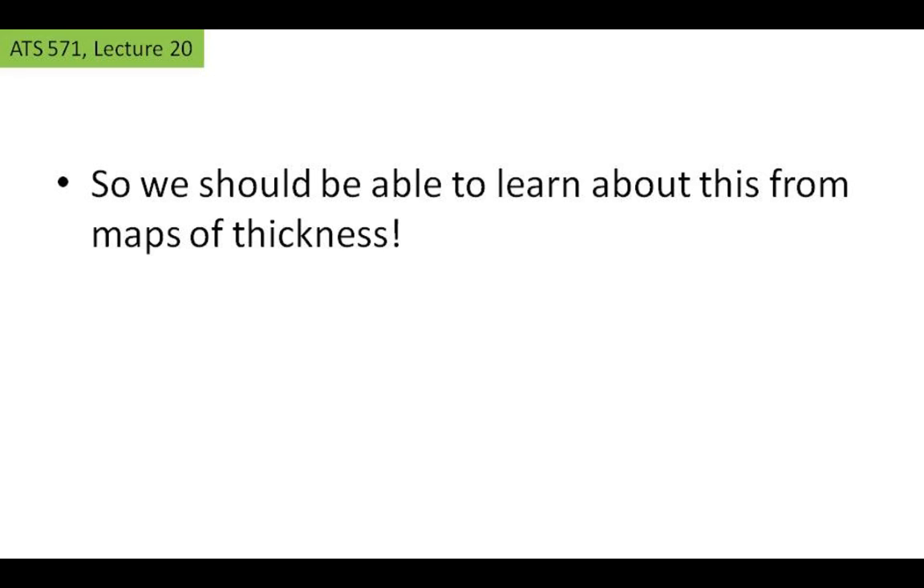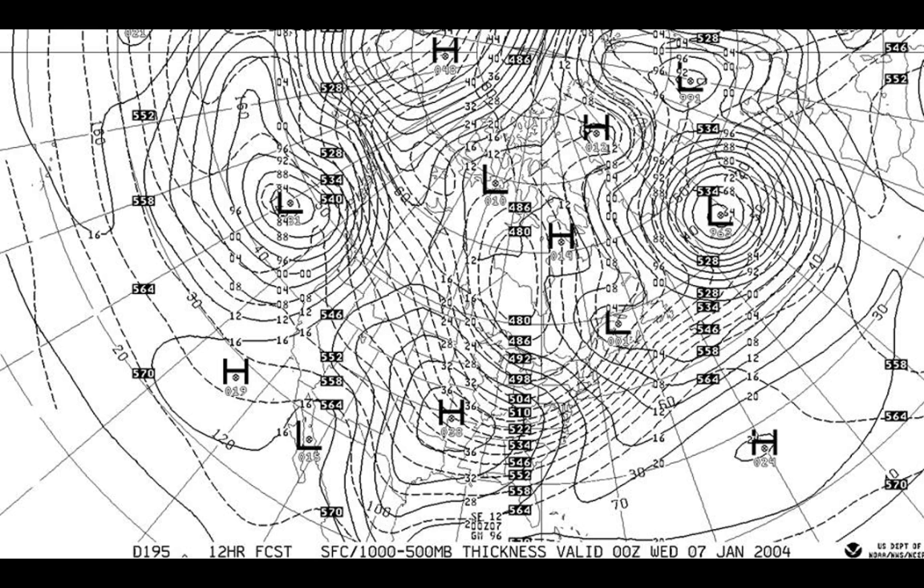So since these changes in the geostrophic wind with respect to height are related to thickness, it seems like we should be able to learn about it by looking at maps of thickness. So let's do that. Here is an old school map. Difax map, happens to be January 2004, but they still make these things.